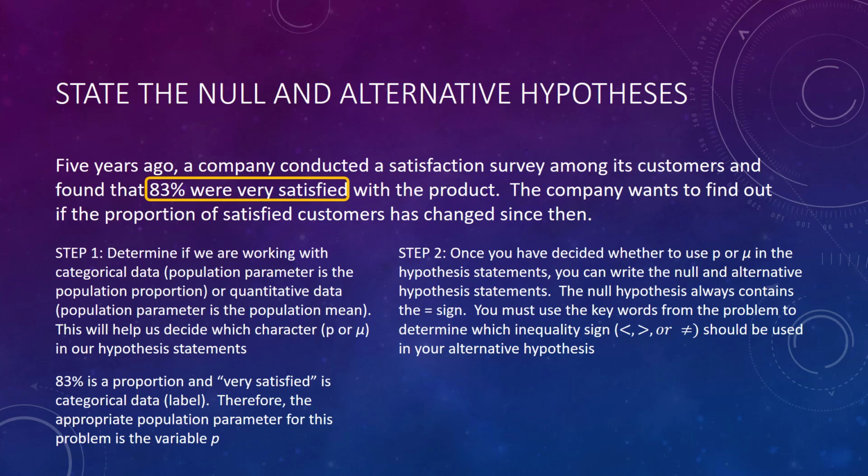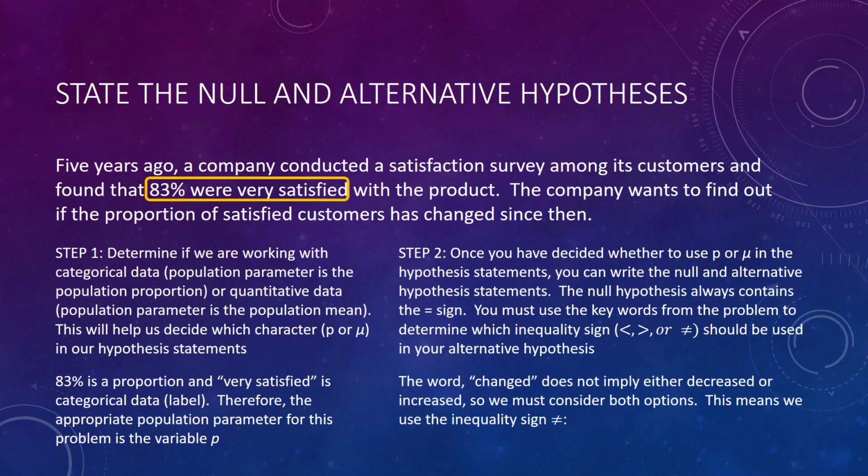Once you have decided whether to use either p or mu in the hypothesis statements, you can start writing the null and alternative hypothesis statements. The null hypothesis always contains the equal sign. Then you have to use the keywords from the problem to determine which inequality sign, either less than, greater than, or not equal to, is appropriate for your alternative hypothesis.